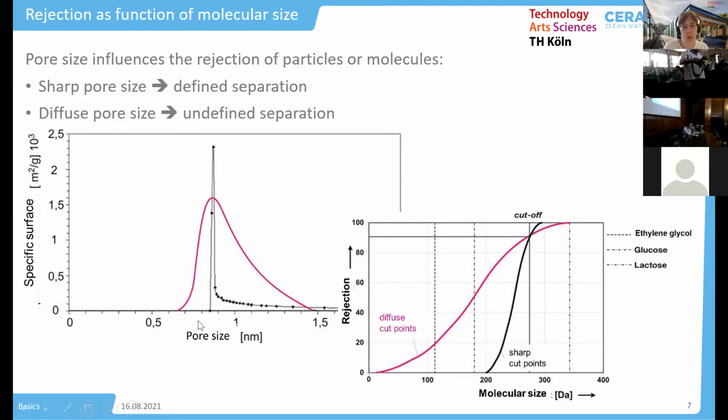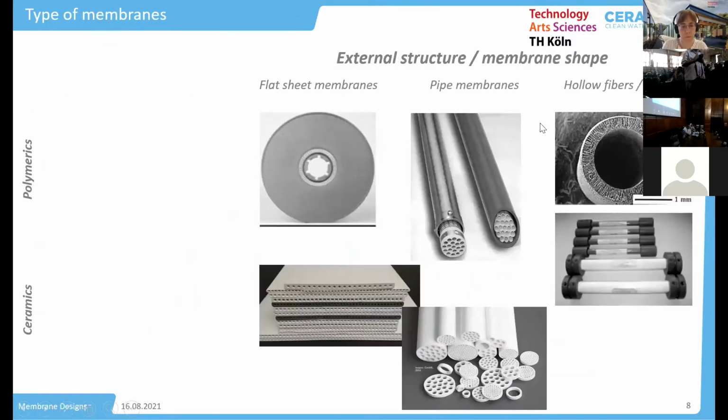And when you have a very sharp pore size, like you have it here with the black curve, very, very narrow pore size, then you also have a very strict cutoff, a very defined separation. This might be especially interesting when you want to harvest specific molecules. When you have a more or less diffuse pore size, like this very broad pore size, you also have an undefined separation. And while you develop materials, you always have to ask yourself, what is necessary? What is the target of my membrane development?